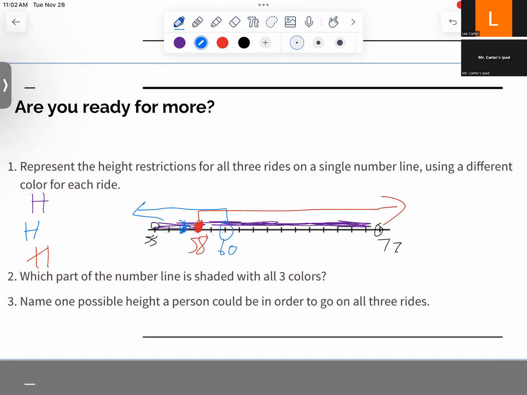Which part of the number line has all three colors on it? Well, that would be 58 and 59. So it's 58, 59, and then what's less than 60, right? So like 59 and a half, 59 and 3/4, and so forth. So you could be like 58, 59 inches. You could go on all three of them, right? That's kind of the idea of interpreting that 59 and a half. So you got to be less than 5 feet tall, right? Because that would be 60 inches.